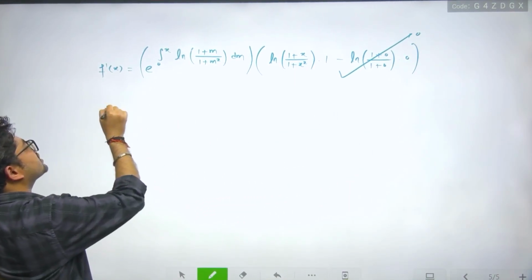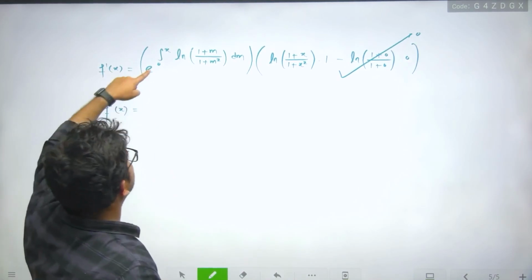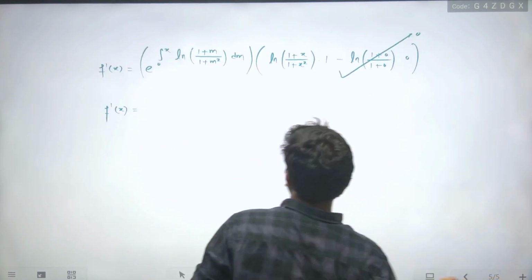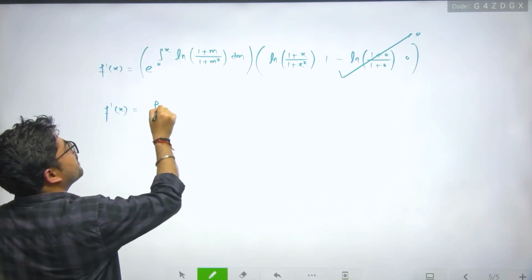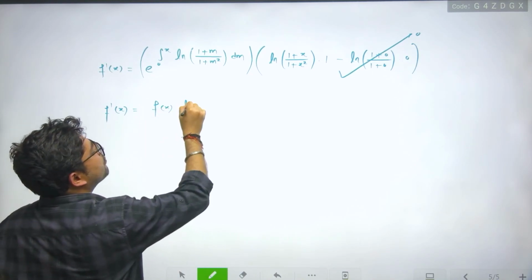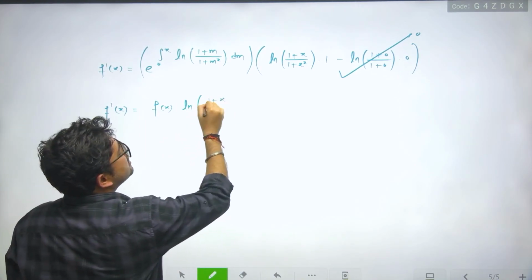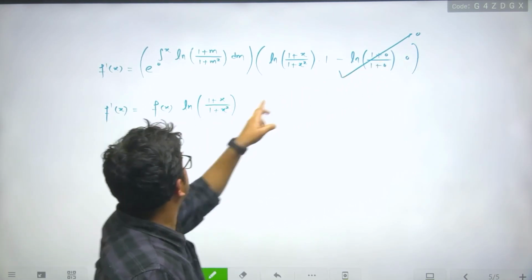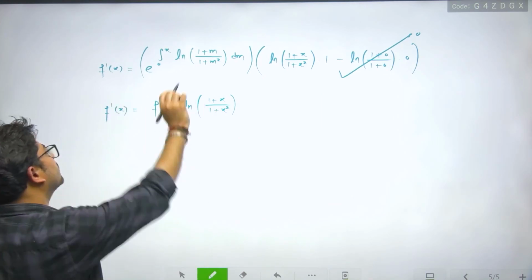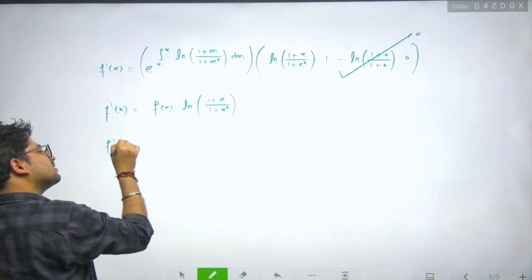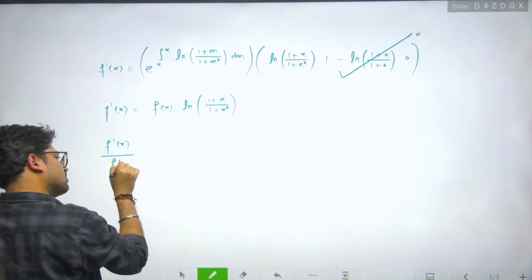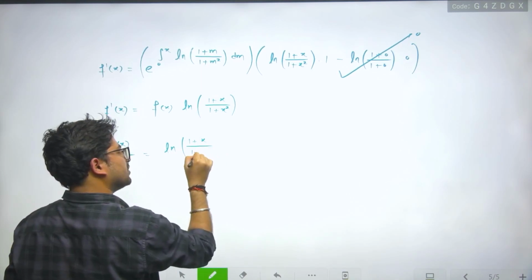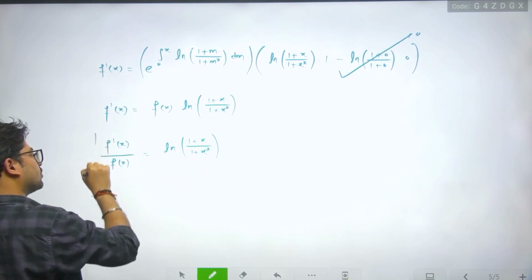So f dash x is the same thing. If you observe, that is f of x. So f dash x is equal to f of x into ln of (1 plus x) upon (1 plus x square), and this other thing is 0. Or you can say f dash x upon f of x is equal to ln of (1 plus x) upon (1 plus x square). Got it?